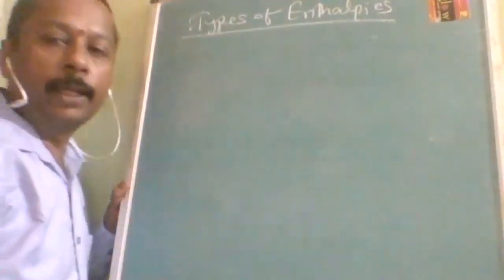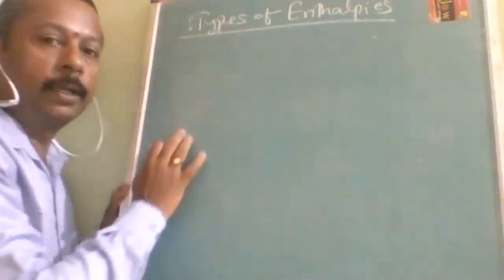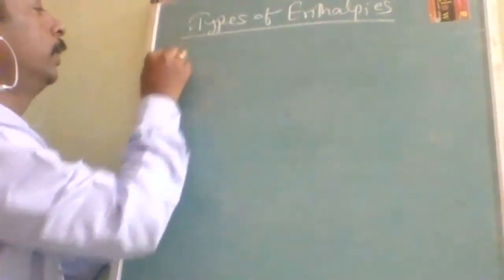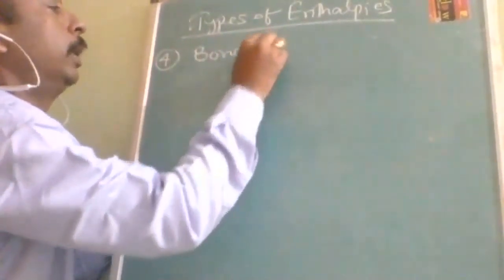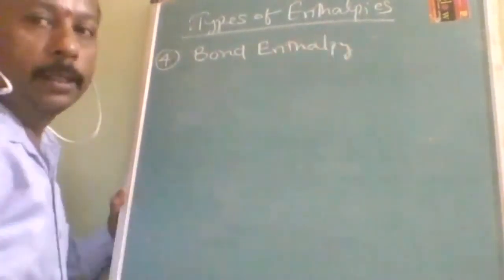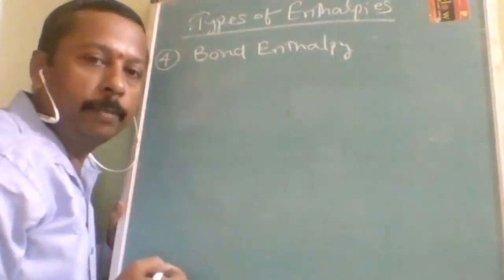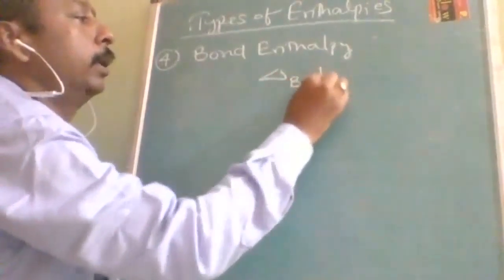Okay, three enthalpies we have studied. They are the most important ones. Now there are certain direct questions also possible. Now the fourth one is bond enthalpy. Bond enthalpy can be positive or negative. How you take it, that depends. Understood? And it is denoted with delta BE H.